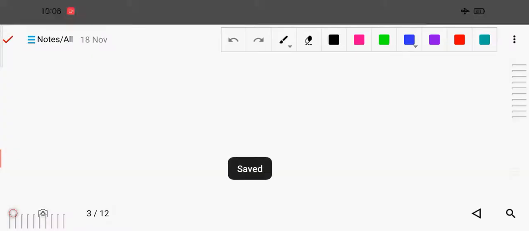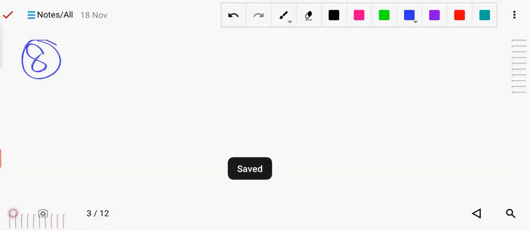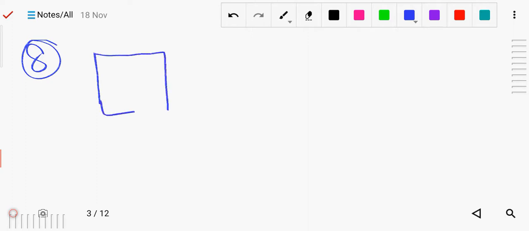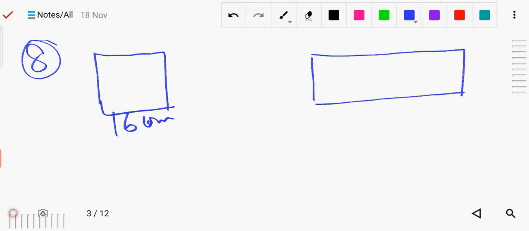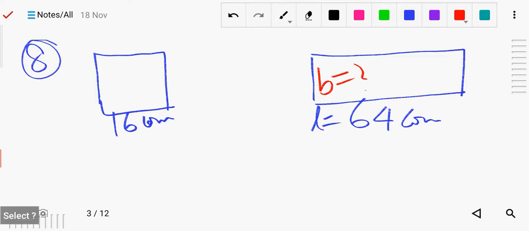So this question number 8 you can solve like this. One is a square, and its side is given, 16 centimeter. And the other is a rectangle, whose length L is given, 64 centimeter, and its breadth is not given. You have to find out the breadth. And in the question it is given that both areas are equal.